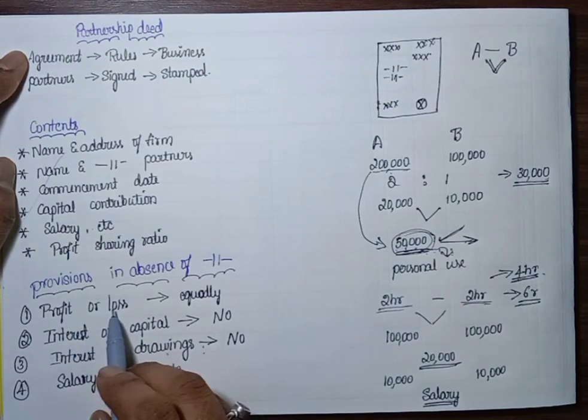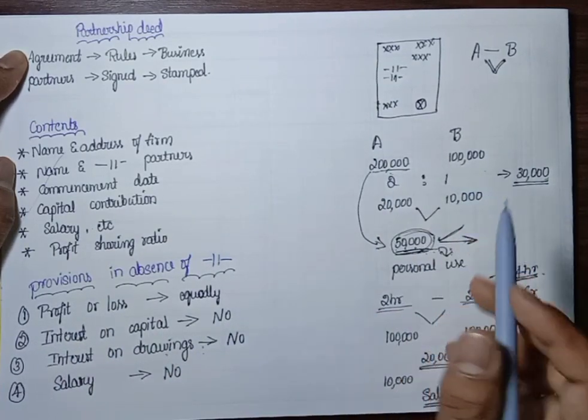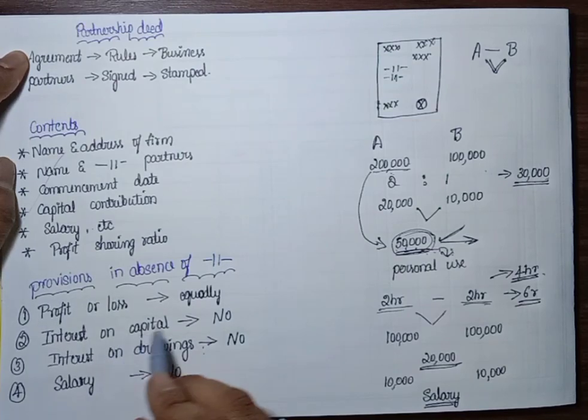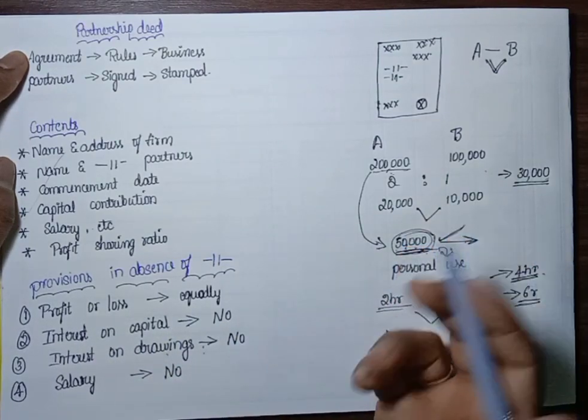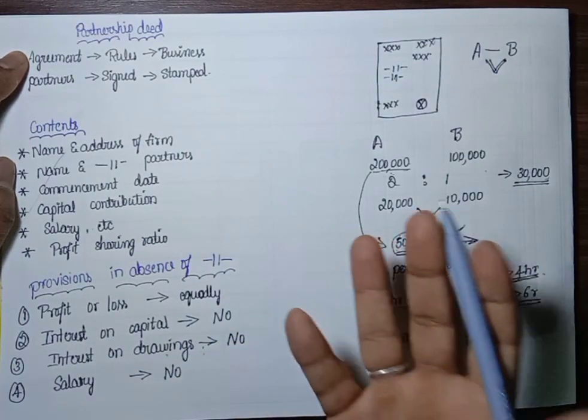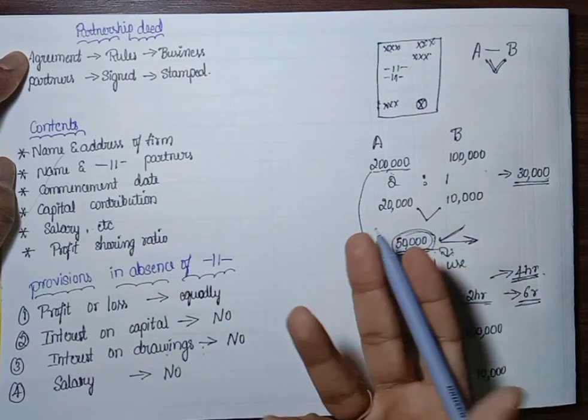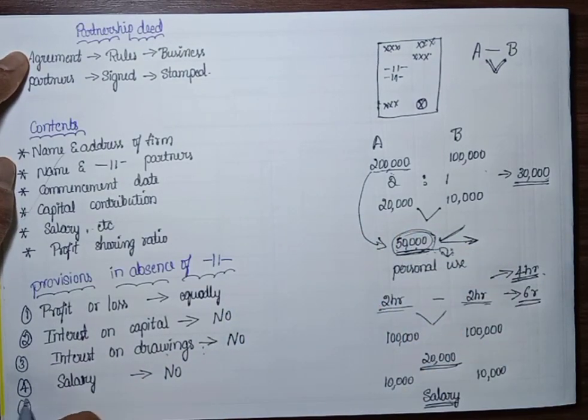First one, profit or losses are equally distributed, irrespective of your capital contribution. Interest on capital will not be paid on your capital amount. Interest on drawings will not be charged on your drawings amount. No salary will be paid for your extra work. And finally, this is important, that is partners loan.